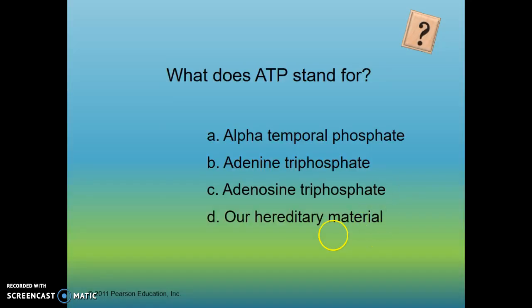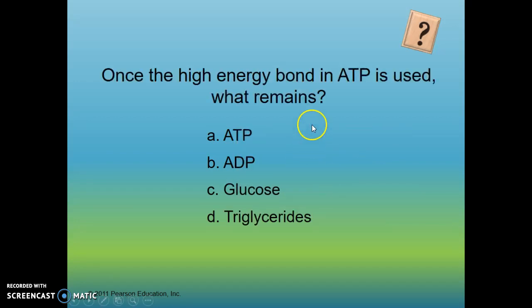So what does ATP stand for? You got it. Once the high energy bond in ATP is used, what remains? ADP. Remember, ADP adds that high energy phosphate to form ATP, and it's reversible.